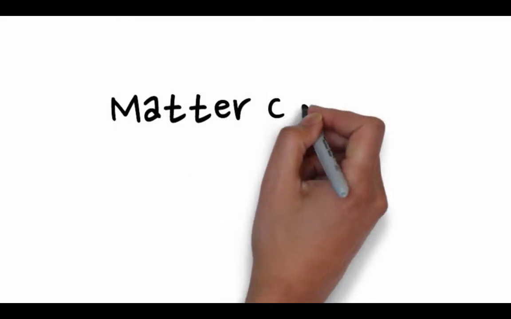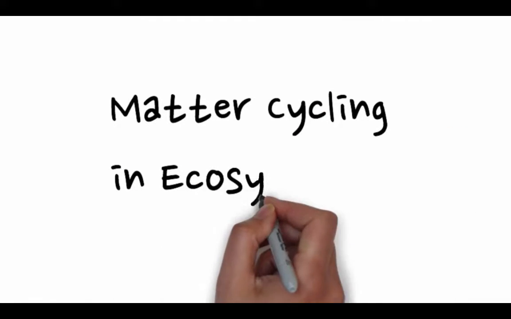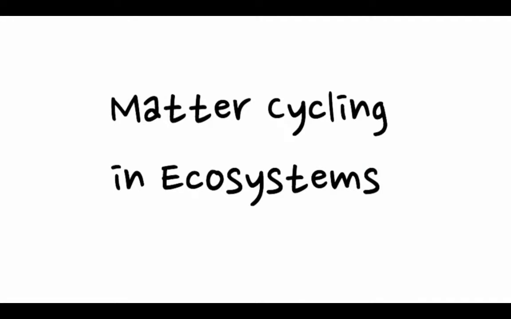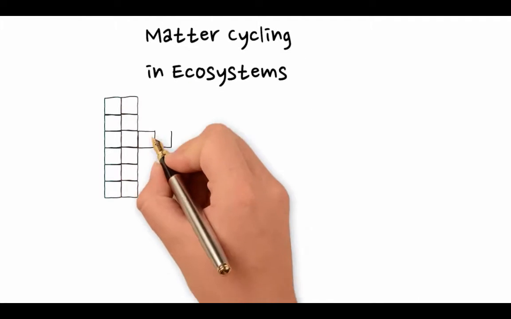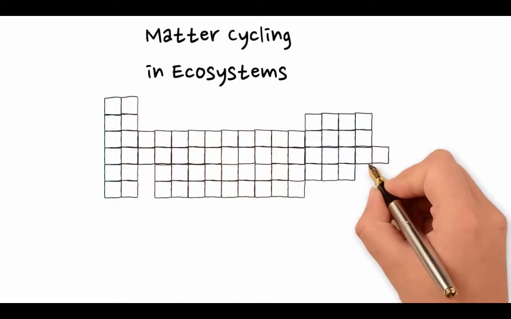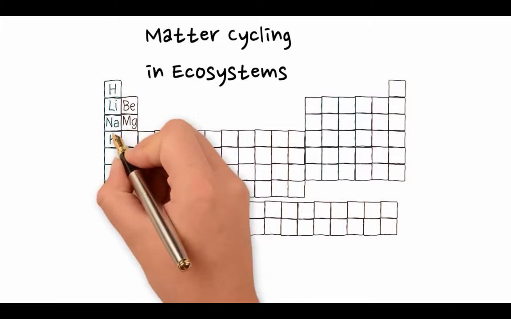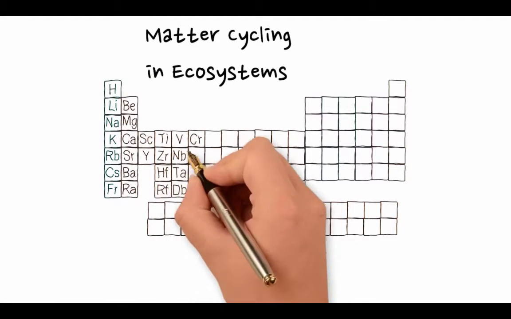Hi, it's Miss Bernhardt, and let's continue our study of ecology by considering how matter cycles through ecosystems. You may remember in our last discussion that only 10% of the energy in each trophic level is passed on to the next. However, all of the matter cycles between the biotic and abiotic components of our ecosystem.